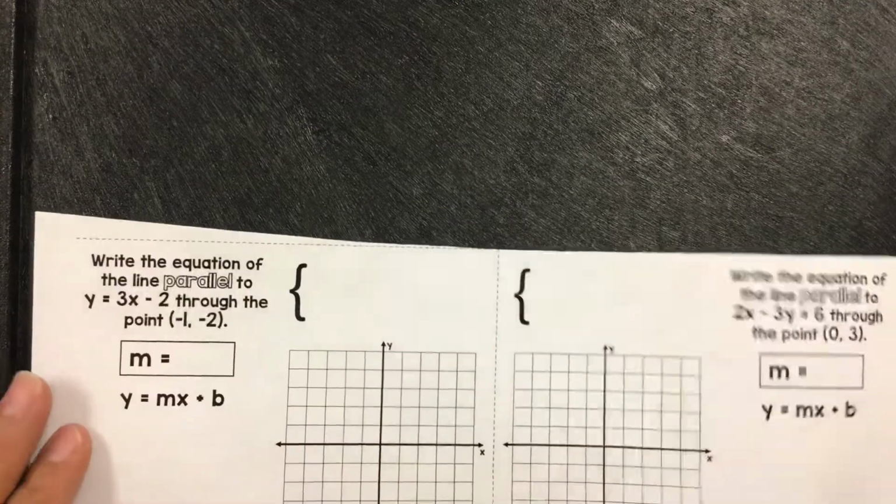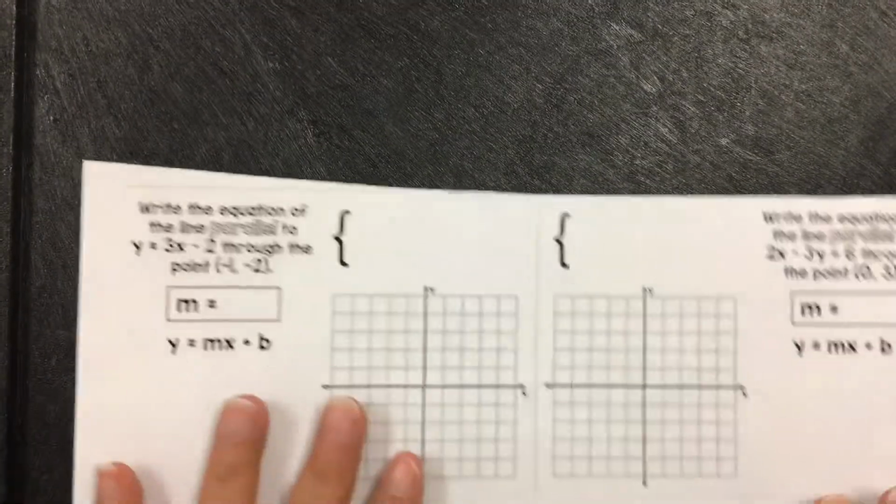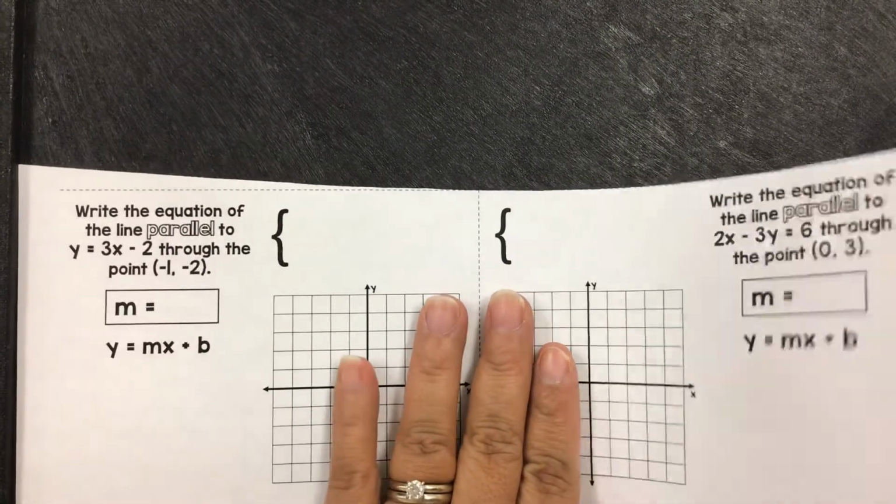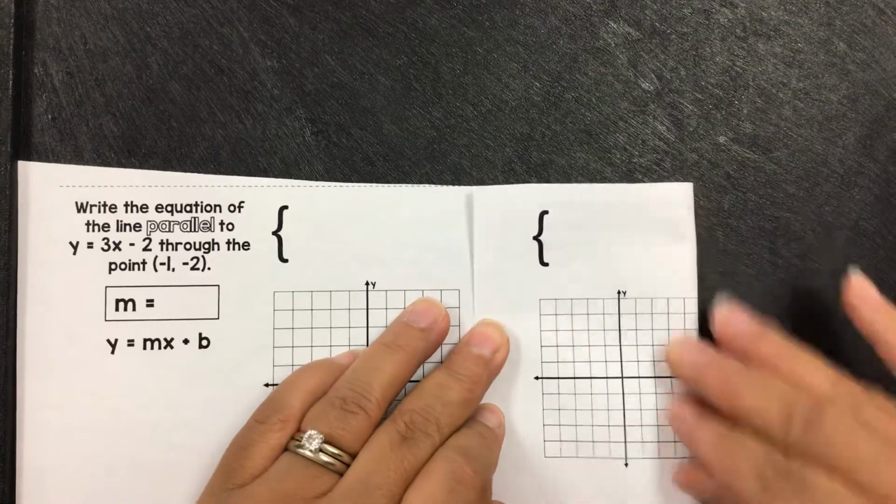This foldable is to review parallel lines. You just need half of it, and if you'll put the graph facing up, we're going to fold it towards the dotted line.